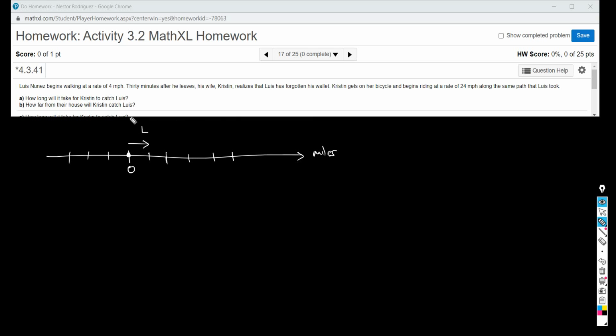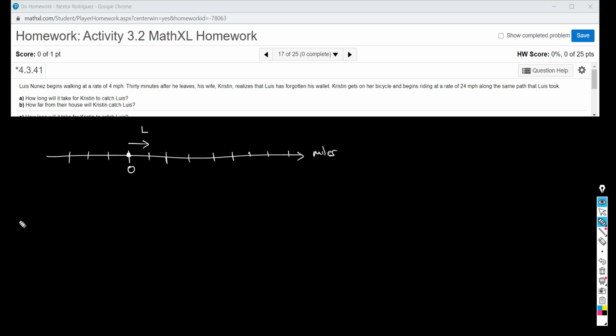Fine. And then they tell us 30 minutes after he leaves, his wife Kristen realizes that Luis has forgotten his wallet. Kristen gets on her bicycle and begins riding at a rate of 24 miles per hour along the same path that Luis took. And then they ask us two questions. How long will it take for Kristen to catch Luis? And how far from their house will Kristen catch Luis? Oh, so Luis was in their house when he started walking. Okay, so let's solve this problem.